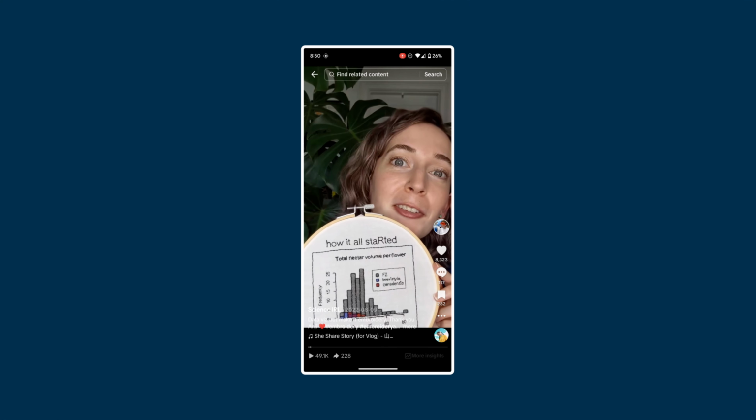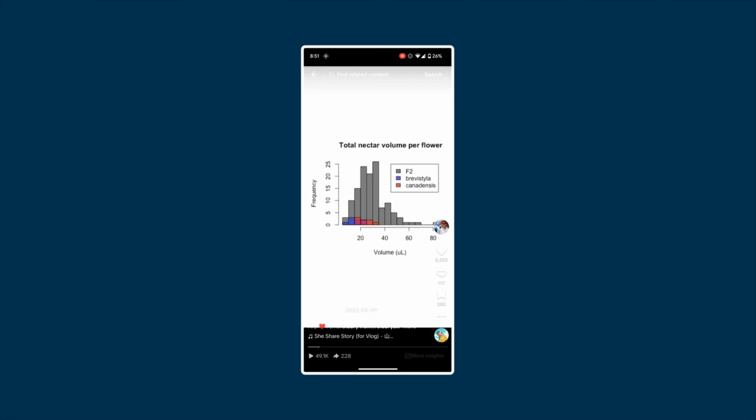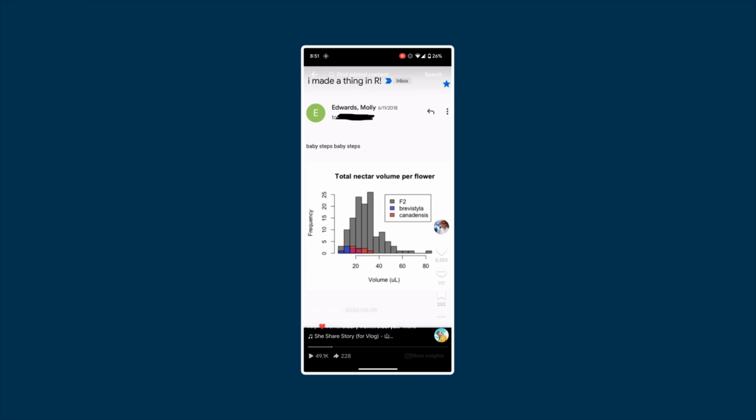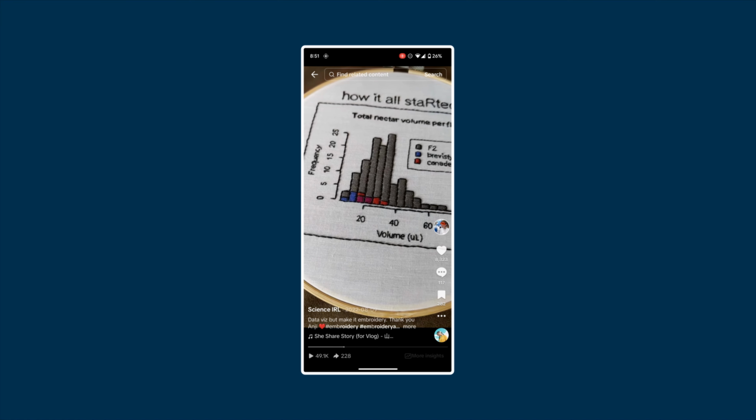I embroidered the first graph I ever made in R with my own PhD data. Here is the graph in all its glory. But I was so proud that I had finally learned enough R to visualize my own data that I emailed my mentor Angie the second I made it. And now that I finished my PhD, I embroidered it as a thank you gift to her.